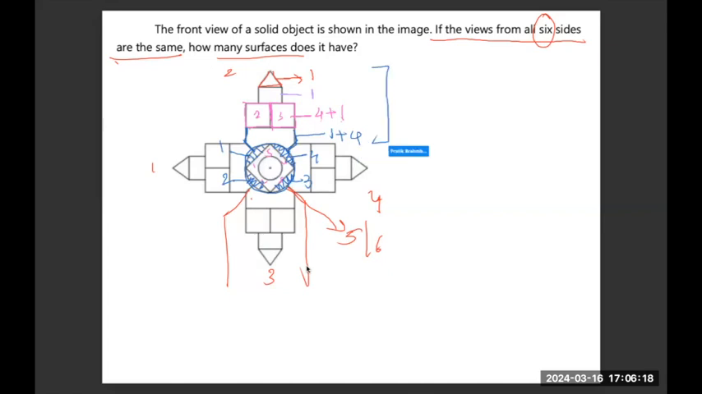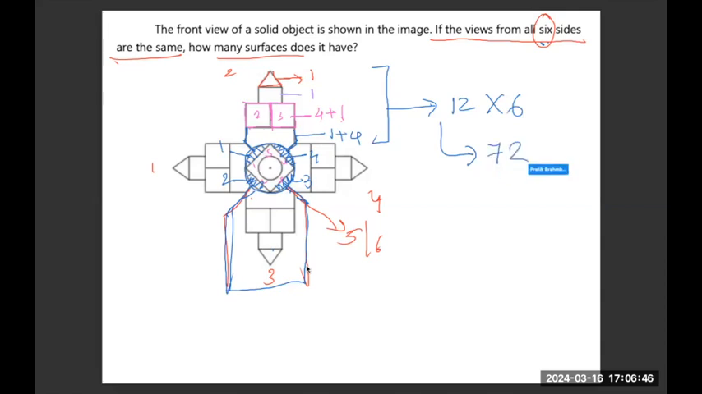When I add all of these up together, I get 10 and 12. So 12 surfaces. What it means is there are 12 surfaces in this one part. There are 6 such parts. It's written here, on all 6 sides, the surfaces are the same. So they look the same, which means that this one part is getting repeated on all the 6 sides. So 12 multiplied by 6 is equal to 72. The total number of surfaces that are there in this solid is 72.